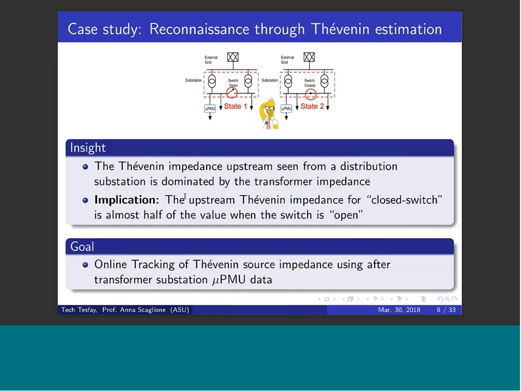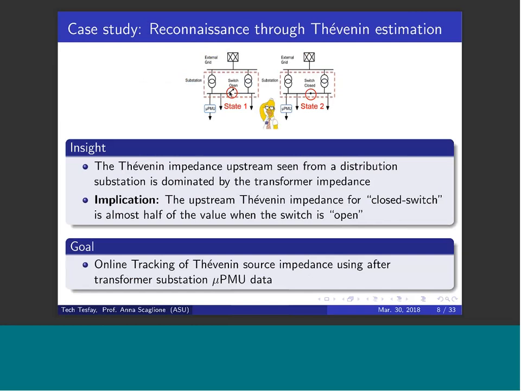To start with this intrusion detection system, let's first give some insight about the Thevenin parameters at the transmission substation location here. If we have a normally open switch at the substation where we have two transformers connected to it, the Thevenin impedance of the upstream or transmission system is mainly dominated by the transformer impedance. And if the normally open switch is closed, then the Thevenin equivalent impedance becomes half of what it would be if the switch is open, because we will have two impedances connected in parallel to each other.